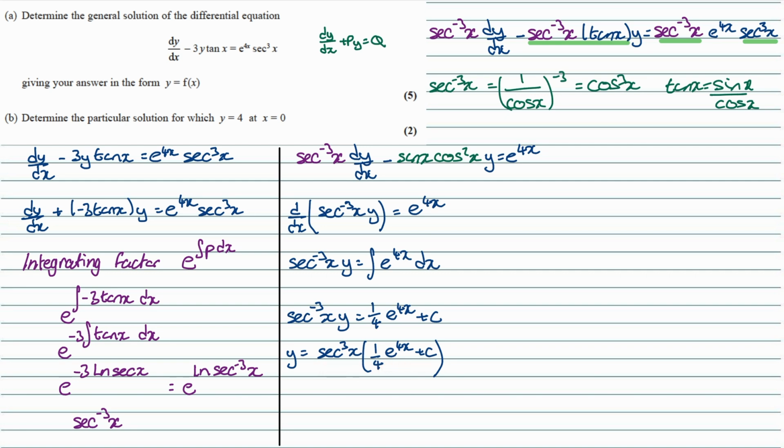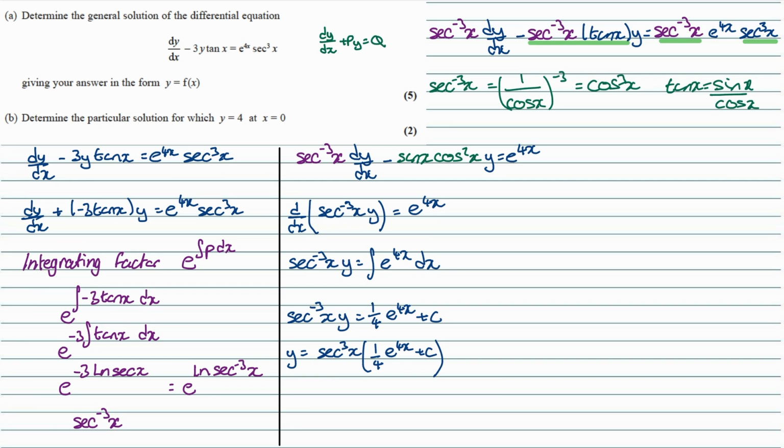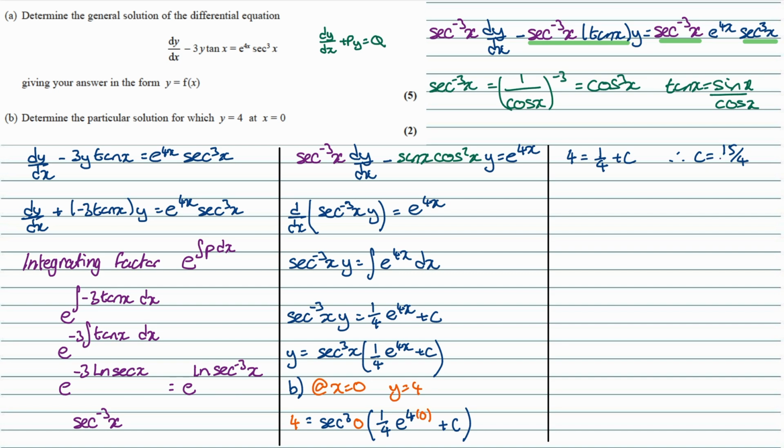For part B, we need to find a particular solution when y equals 4 and x equals 0. So we'll substitute each of these into our function for y. So we can say at x equals 0 and y equals 4, substituting these two values in, the sec cube of 0 will give us 1, and e to the 0 will also give us 1. So 4 will equal 1/4 plus c, and therefore c must equal 15 over 4.